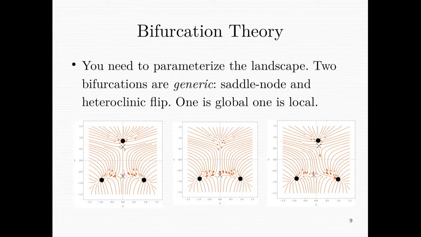So the heteroclinic flip is a global bifurcation which is not really changing the nature of the fixed points, but what it's doing is changing their connections. And these connections are essential from a biological perspective because you want to know, if I leave a certain type of cell, as my cell is differentiating, if I leave a certain state, where do I end up?